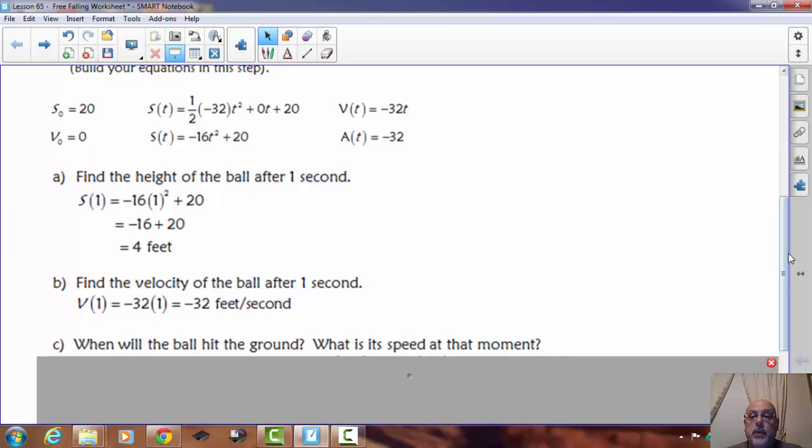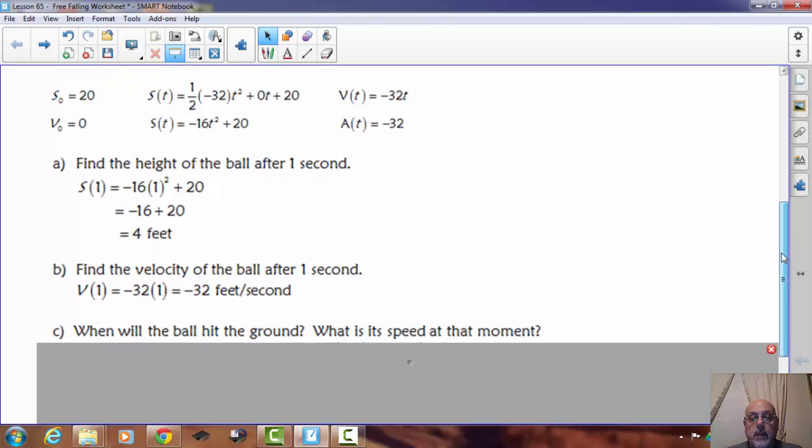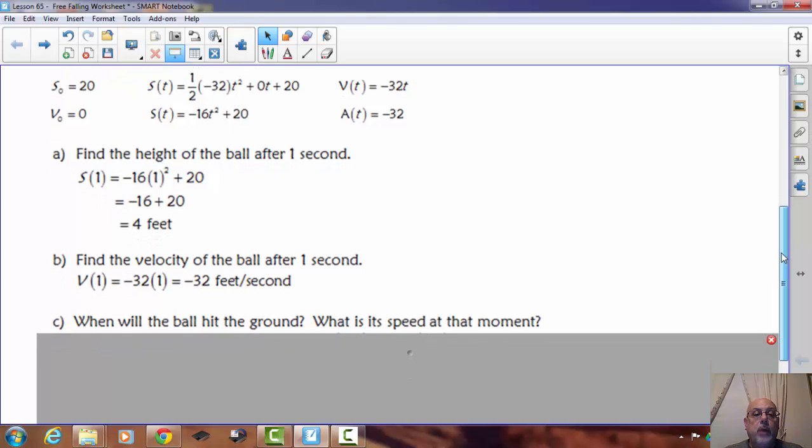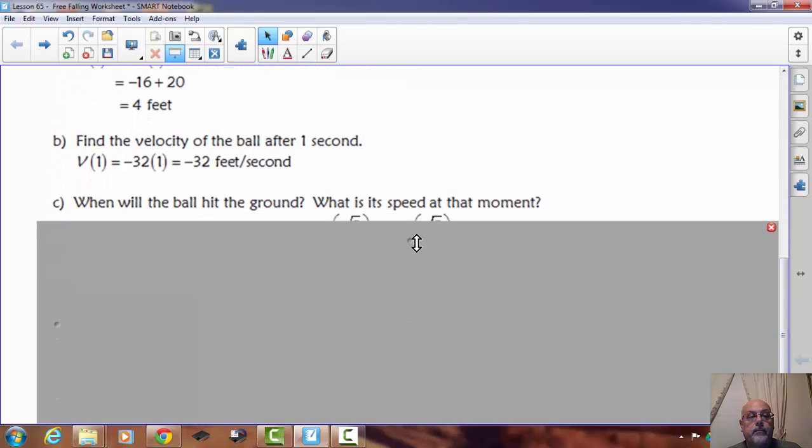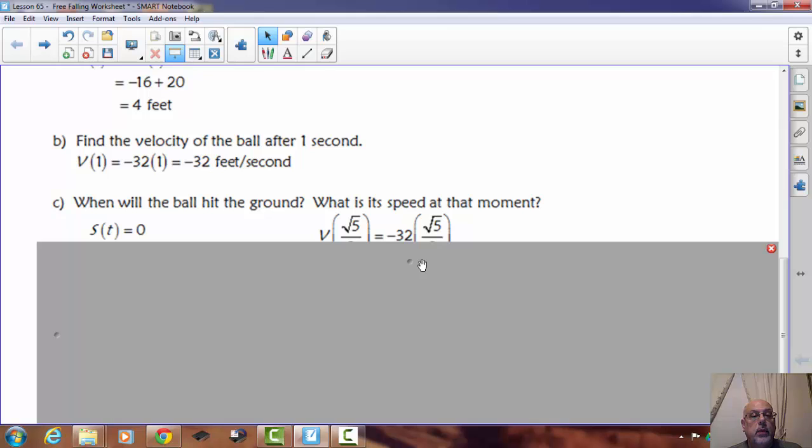The next one is a 2-part question. First part is, when will the ball hit the ground? And what will its speed be at that moment that it hits the ground? So when will the ball hit the ground?